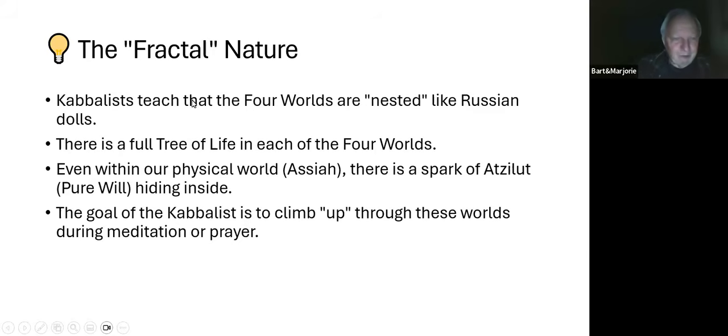There's the fractal nature. Kabbalists teach that the four worlds are nested, like Russian dolls. There's a full tree of life in each of the four worlds. Each of the four worlds has a complete full tree of life. So within our physical world, there's a spark of absolute pure will hiding inside. And the goal of the Kabbalist is to climb up through these worlds during meditation or prayer.